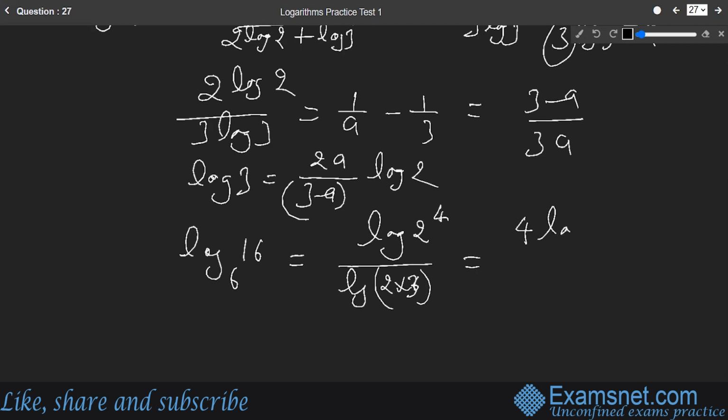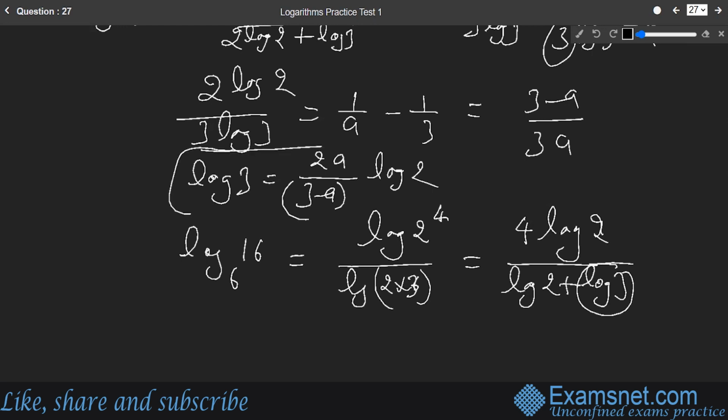Now the same property can be used: log m to the power n is nothing but n log m. So it's 4 log 2 divided by log of 2 into 3, which can again be written as log 2 plus log 3. So it becomes 4 log 2 over (log 2 plus log 3). Now the value of log 3 can be replaced by what we have achieved in this particular expression.